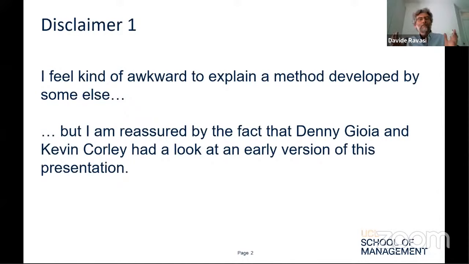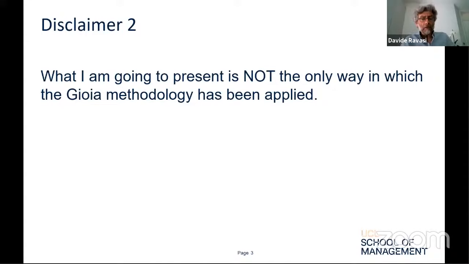I'm reassured that I seem to have interpreted fairly what they do or how they see this method to be implemented. Second disclaimer, what I'm going to present is not the only way in which the Gioia methodology has been applied. You will see that there are variations. We will discuss some possible variations. Dennis Gioia and Kevin Corley have also applied some variations over the years. Personally, I don't think I've ever done two studies using exactly the same method twice. And I think that's important.